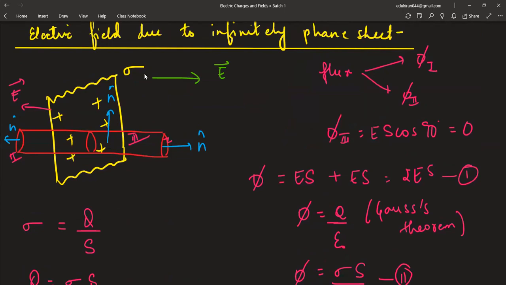And one thing I'll tell you: lots of questions are asked from the applications of Gauss theorem, especially the derivations from Gauss theorem. If you have to study something very important from this lesson, start from electric flux, Gauss theorem, and these applications, because these are very important portions and have a lot of weightage.